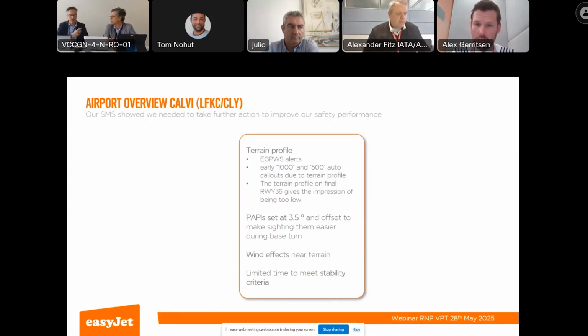The PAPIs on finals are set at 3.5 degrees and offset. The wind effects are clear, and there's a limited time to meet the stability criteria. So the distance for final approach was limited as well. And we were trying to balance the distance close to the terrain and having sufficient time to have a nice, stable final approach.